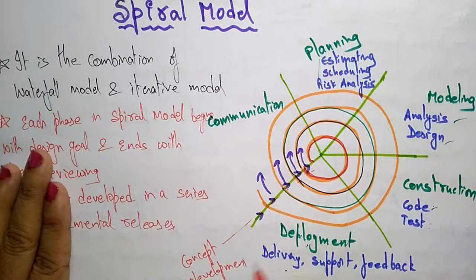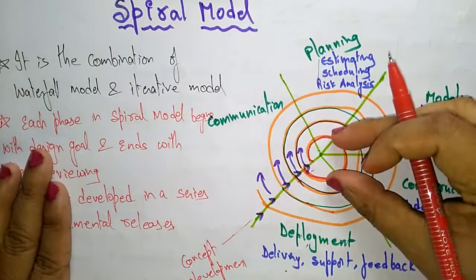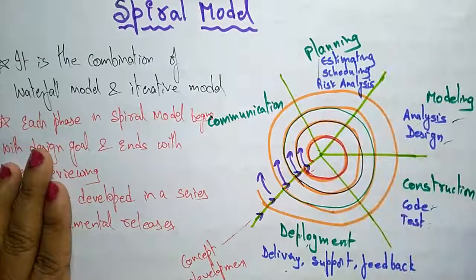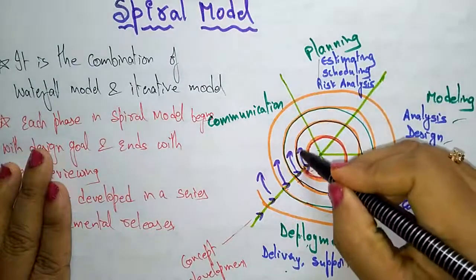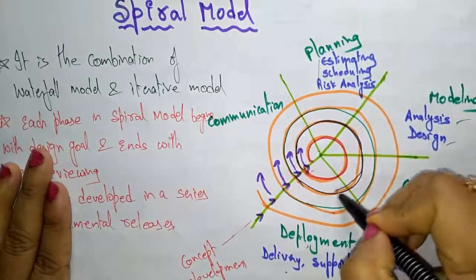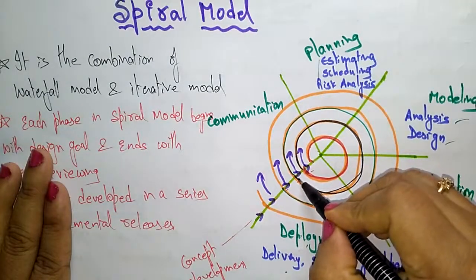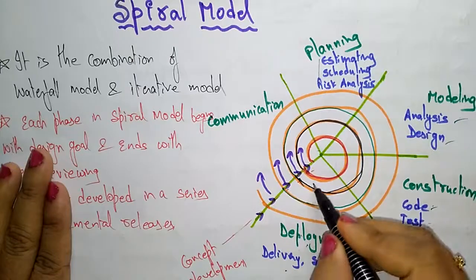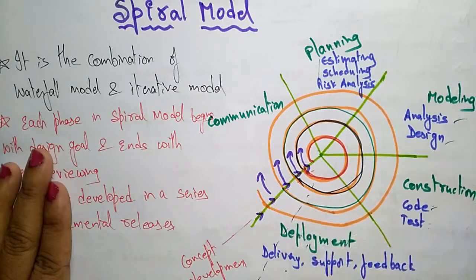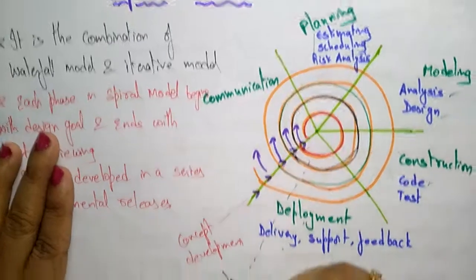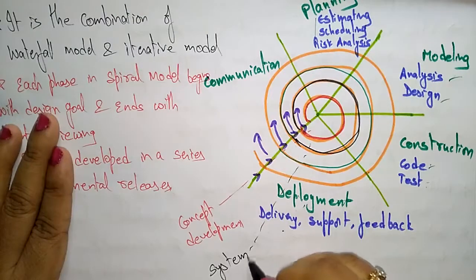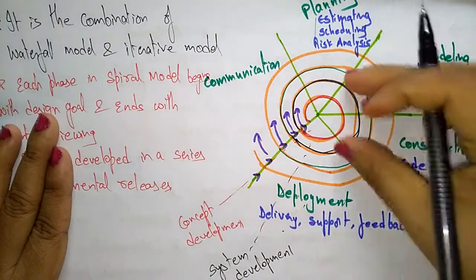So the first, innermost circle means here we are developing the concept. After that, the next circle, this next spiral, comes under system development. This is the concept development, and this comes to the system development. So in this task group, a system is going to be developed.